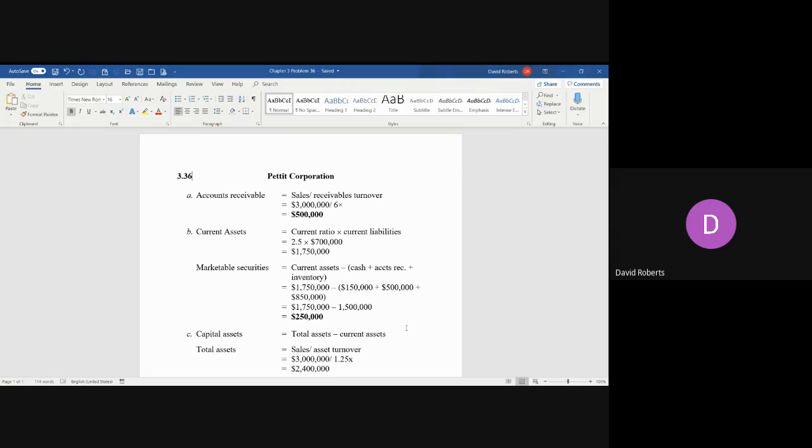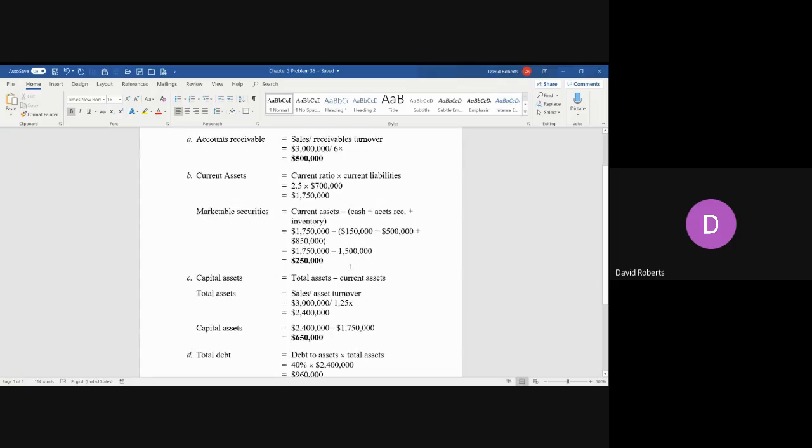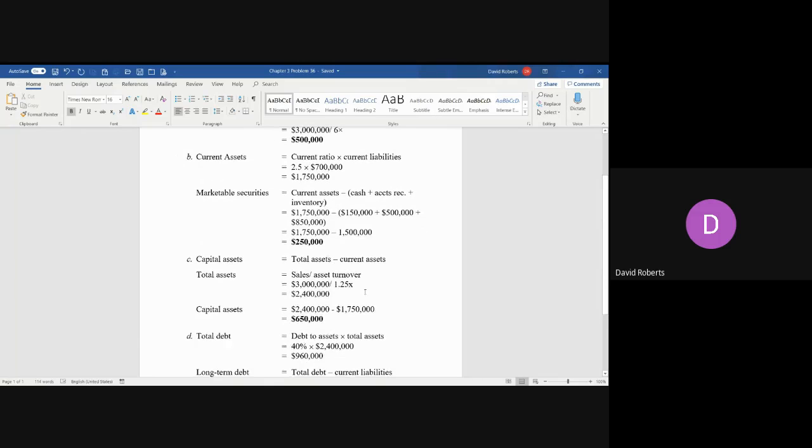Companies lend money to other companies on a short-term basis. So they can do that in a number of different ways. And that's what this company has. They have $250,000 that's owed to them from other sources. So that's how you calculate it. So it's a little more advanced. You have to find out the total current assets. Then you subtract out the cash, the accounts receivable, and the inventory.